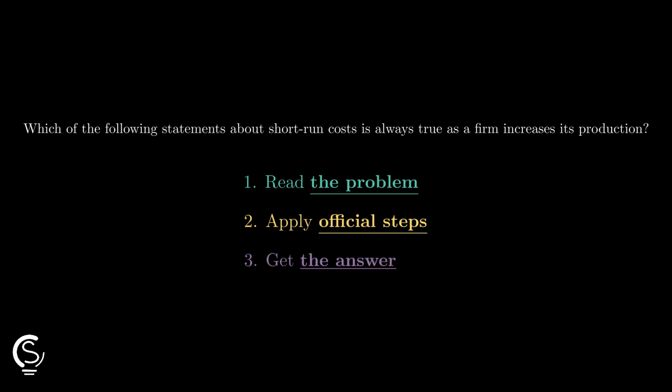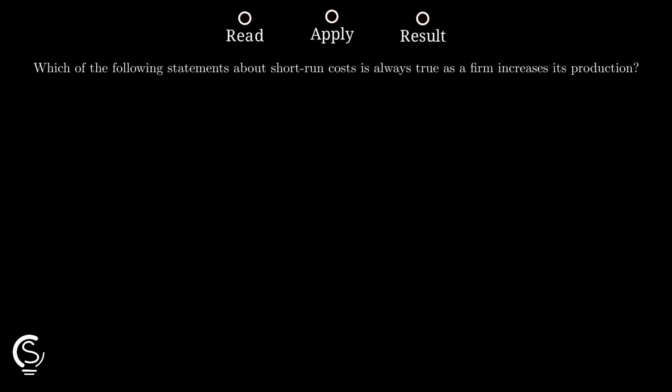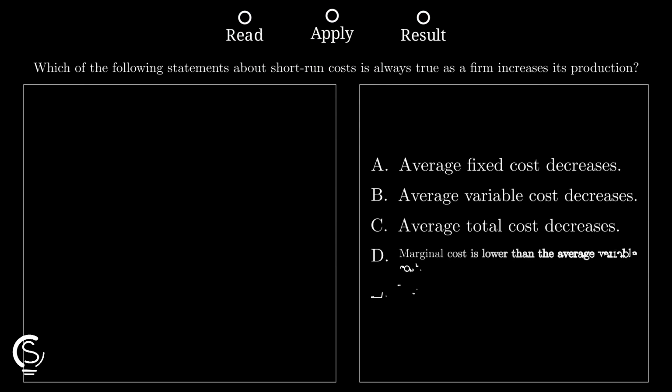Short-run costs are manageable. Let's examine how production levels change your average fixed costs right now. In the short run, total fixed costs stay exactly the same regardless of how many units you produce. This constant value is the numerator when we calculate our average fixed cost.